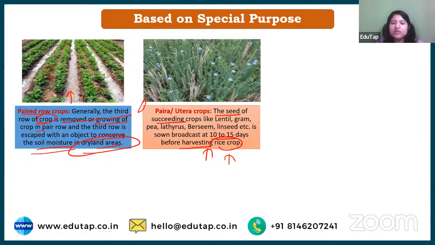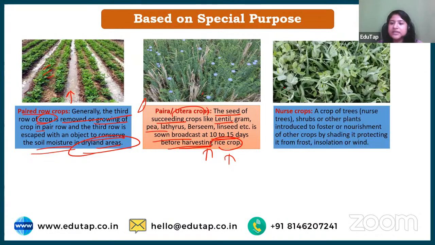This is done so that whatever nutrients and heavy inputs were provided into the field, including fertilizers, water, moisture and all the things, the seed can actually utilize them. So this is known as para-utera crops. Again, I will read an example. We have lentil, gram, pea as succeeding crops, but we have broadcasted them. Broadcasting is a method of sowing where you randomly spread the seeds into the field, at 10 to 15 days prior to harvesting the rice crop. With the same example we have understood, so that the nutrients are properly utilized.